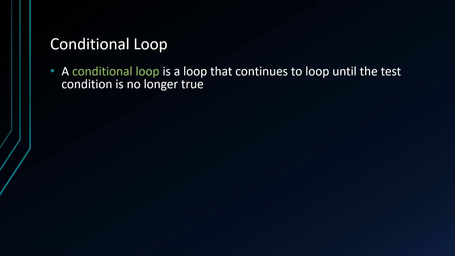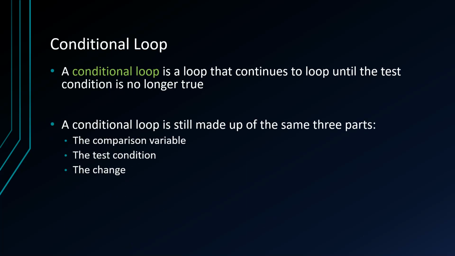Now, we talked about a number of pieces there that we've mentioned before, which is the conditional loop is still made up of the same three parts that made up a for loop: the comparison variable, the test condition, and the change. They're just going to look quite a bit different this time and be organized a little bit differently, but they're still there and they're still familiar.